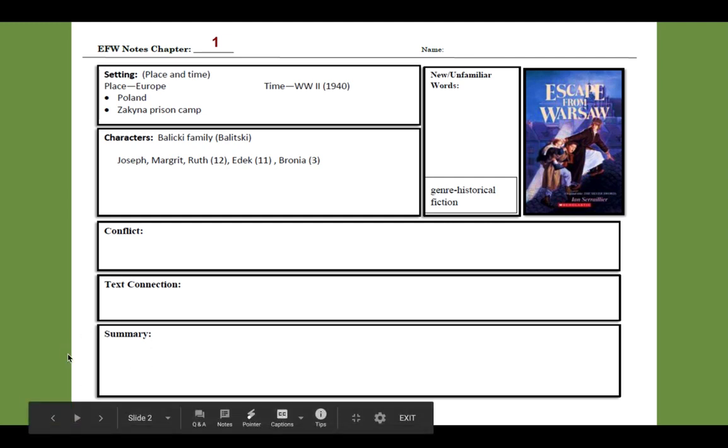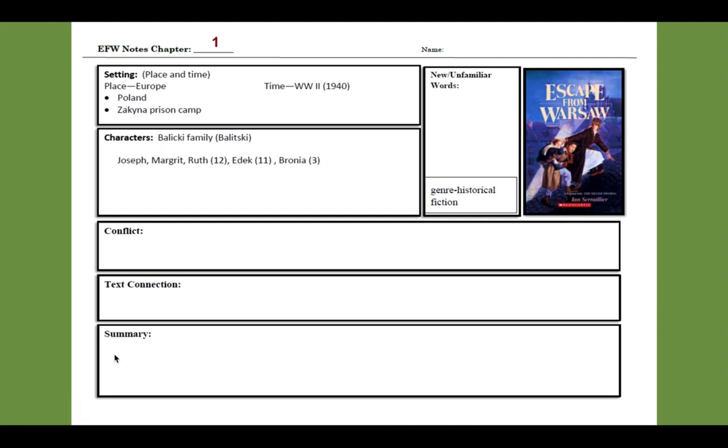And the last thing that we're going to talk about is how we would summarize the chapter. Remember, a summary is just one or two sentences that give the main idea and what happened in the chapter. We don't want to put in a lot of descriptive words. We just want to stick to the facts, and that's just the bare essentials of what happened in the chapter. So we're going to talk about this a little bit.